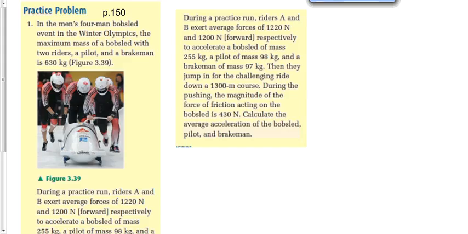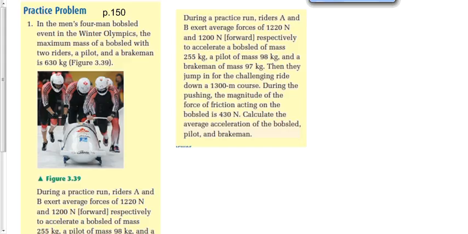It says in the men's four-man bobsled event in the Winter Olympics, the maximum mass of a bobsled with two riders, a pilot, and a brakeman is 630 kilograms. So you got a sled, you got two riders, you got a pilot, and a brakeman. 4 people, okay, 630 kilograms. That's the maximum that you can have.